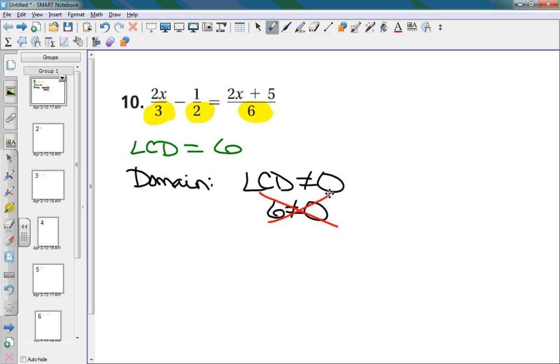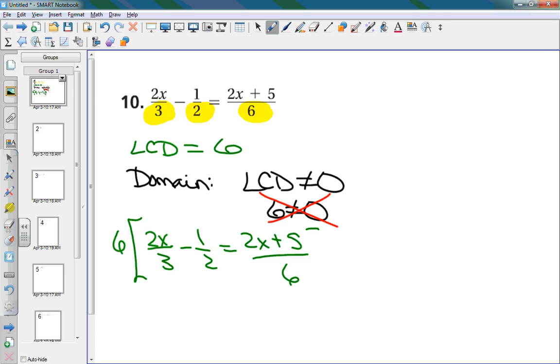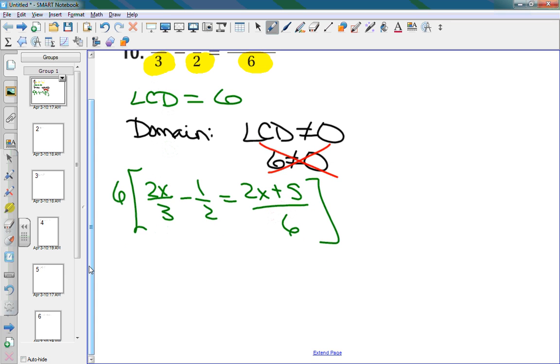I want you to look at where X is located right now. On the top. Is there a reason that there are no restrictions? If there's no variable in the denominator, will you ever have any restrictions? No. So now we're going to take our LCD and multiply the entire equation by our LCD, on both the left and the right hand side.